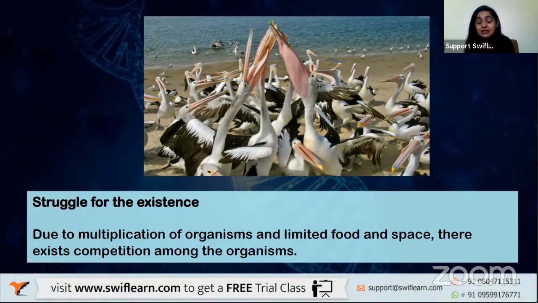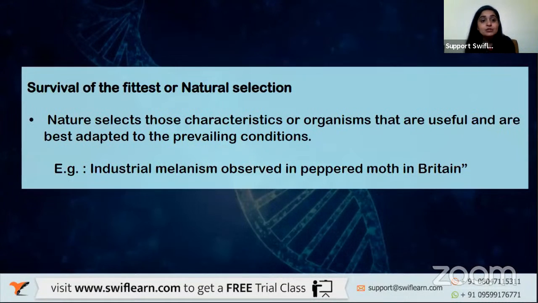If there is a shortage of food and people are more, there will be a competition to survive, and everybody will fight for that food, right? Now, survival of the fittest or natural selection. What is it exactly? Nature selects those characteristics or organisms that are useful and best adapted to prevailing conditions. Example: industrial melanism observed in peppered moth in Britain.